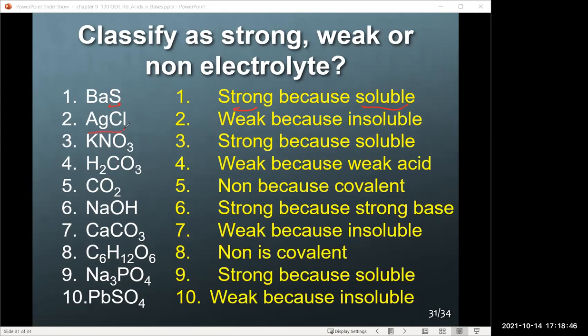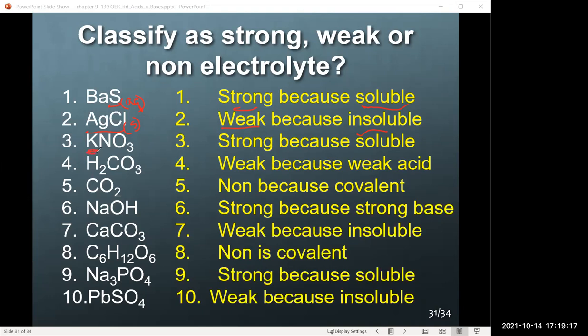Okay, silver chloride, very similar. I think we did silver bromide. It shows, so this would be soluble, so I would say AQ there. This would be solid because it's classified as insoluble, which then makes it weak. Again, I can't overemphasize, even though it's classified as insoluble, we still have a small amount of ions in solution, which makes it a weak electrolyte.